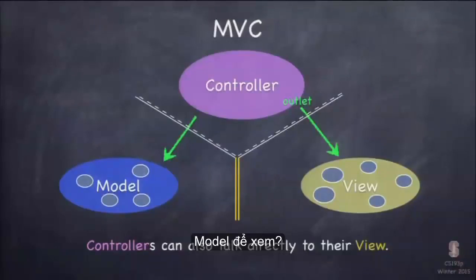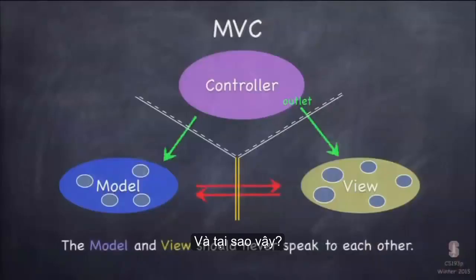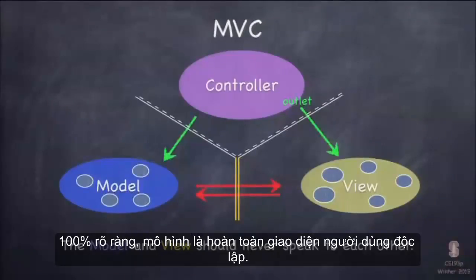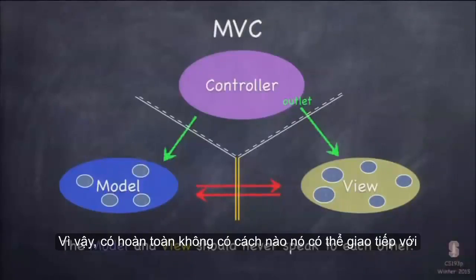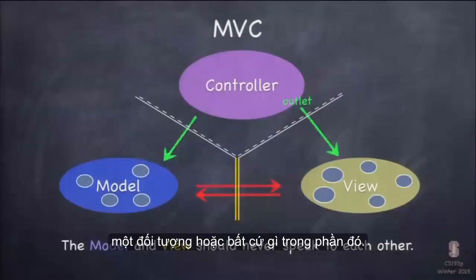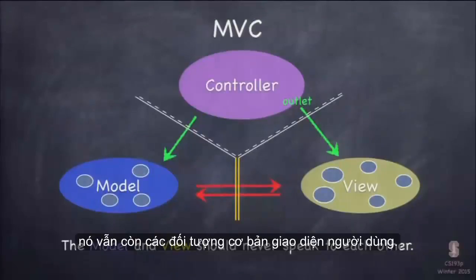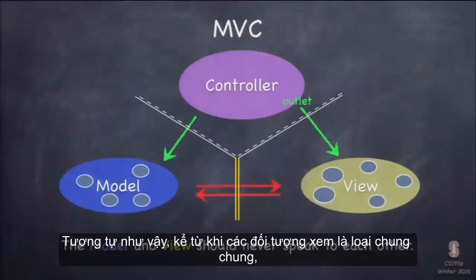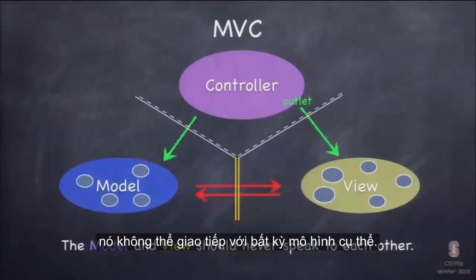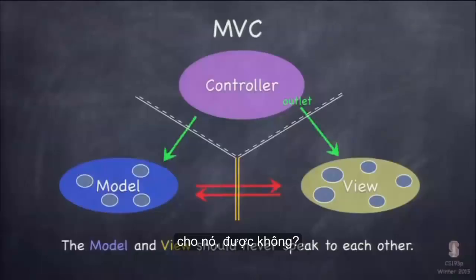What about this communication? Model to view? Never. And why is that? 100% obvious. The model is completely UI independent. So there's absolutely no way it could talk to a view object or anyone in that camp. Because the view objects are fundamentally UI objects. They're kind of generic, but they're still fundamentally UI objects. Similarly, since the view objects are kind of generic, they can't be talking to any specific model. They need a controller to interpret a model for them. Okay? So there's never any communication this way.